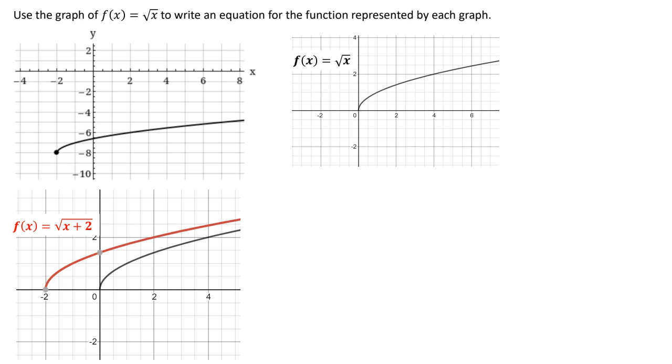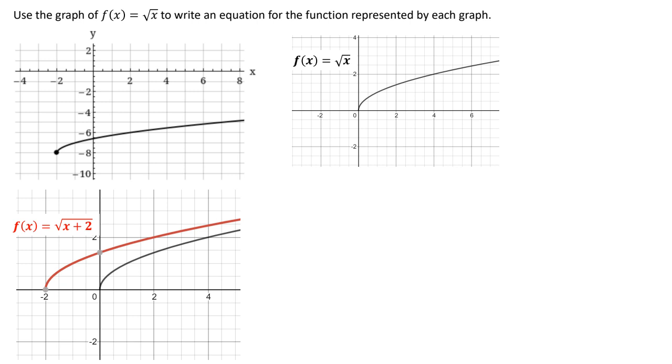So if I want to move left or right, I need to do something to the x variable. Now you might say to yourself, but if I'm moving to the left, why is it a +2? Think about the intercepts, right? If I wanted to find the x-intercept on this, I would have to set my y equal to 0 and solve for x.